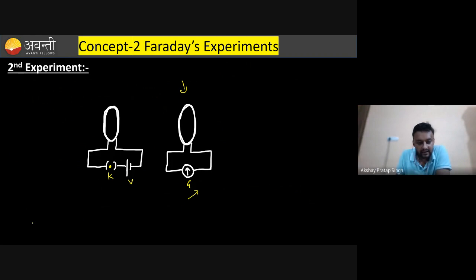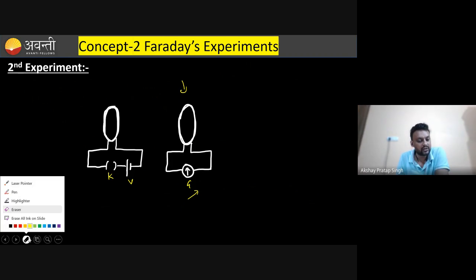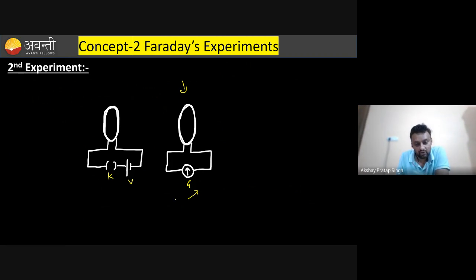After some time, he removed the key. As soon as he removed the key, the deflection was again observed, but this time in the opposite direction. Again for a moment, but in the opposite direction. So these were the two experiments of Faraday's. What can you conclude in these two situations?